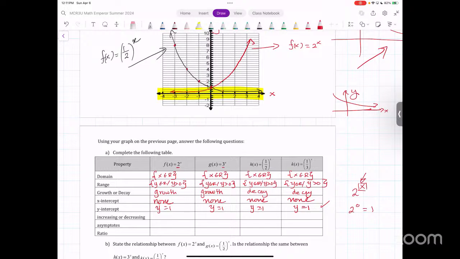Now we're going to be looking at the red function. So Kavya, look at the red function. What can you think about the red function? When the x values increase, are the y values increasing or decreasing? Increasing. So any growth model has increasing y values. Any decay has decreasing y values.